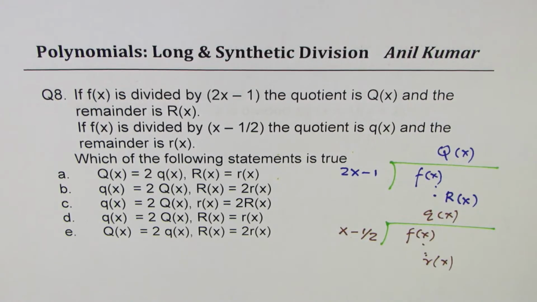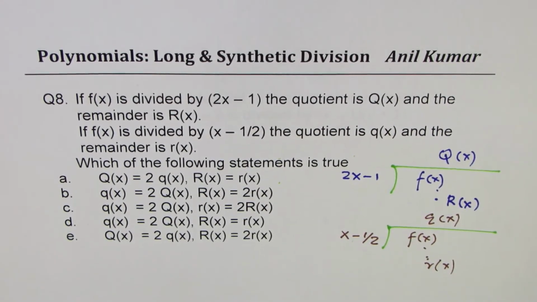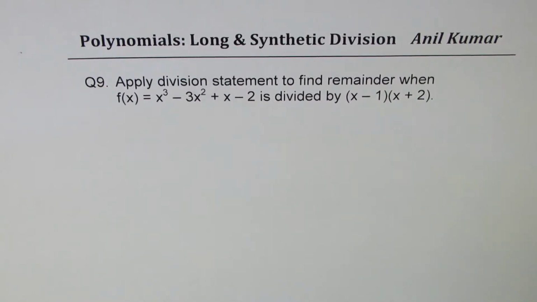Now we are given 5 statements. So then you kind of do your algebra and figure it out. So I hope that question is also absolutely clear. Now let's move on to question number 9. Here is the last question of this series. Question number 9. Apply division statement to find remainder when f of x equals x cubed minus 3x squared plus x minus 2 is divided by x minus 1 times x plus 2.